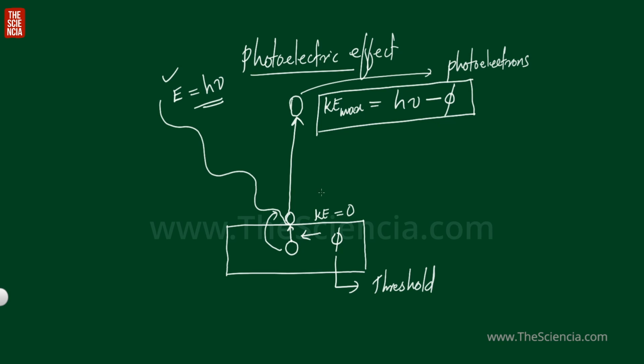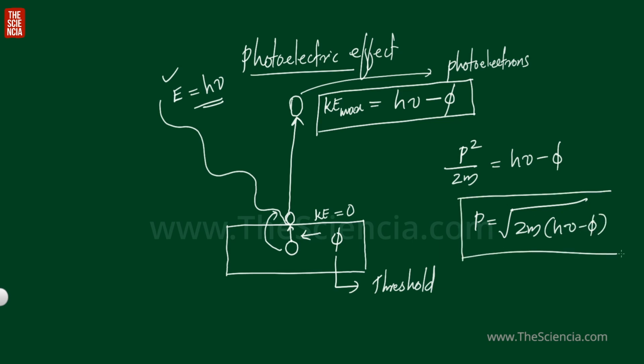And I can find out the momentum of this electron also. How? We know the kinetic energy is p square by 2m, that is equal to h nu minus phi. So I can rearrange this equation. So I get p equal to root of 2m times (h nu minus phi). This is our photoelectric effect. So this equation is very important.